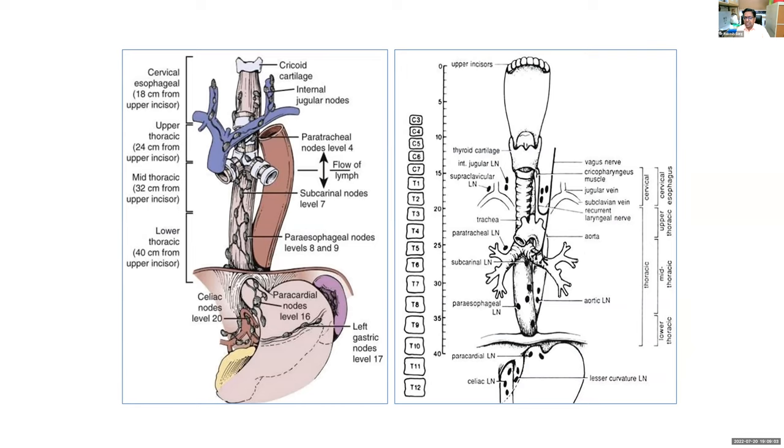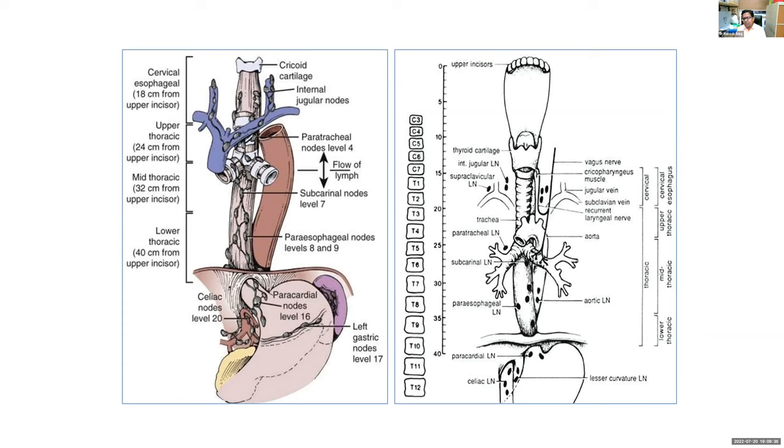And hence, these various lymph nodes, starting from the internal jugular lymph nodes, paratracheal nodes, subcarinal nodes, paraesophageal, paracardiac, all those need to be understood, because when the surgeons plan, they will say that they will do this lymph node dissection. Also, when these patients are being assessed for surgical resectability, or after a neoadjuvant chemoradiotherapy, when they are being reassessed for surgical resection, these lymph node stations will also be looked for during the consultation.